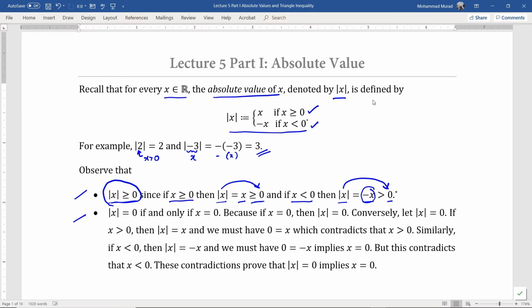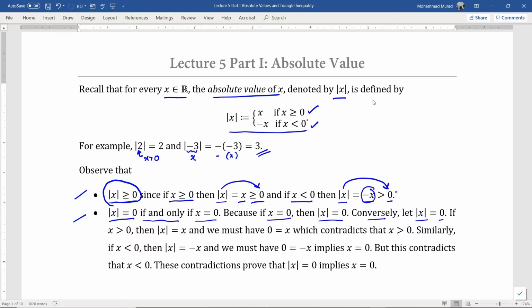The second observation: the absolute value of x equals 0 if and only if x is equal to 0. Because if x is equal to 0, then absolute value of x equals 0 by definition. Conversely, let absolute value of x equal 0. Now we want to show that x cannot be positive, and it cannot be negative either. So x has to be 0.